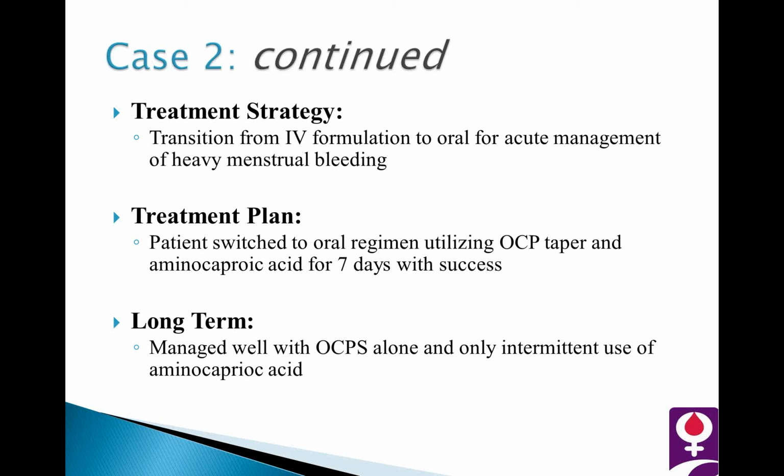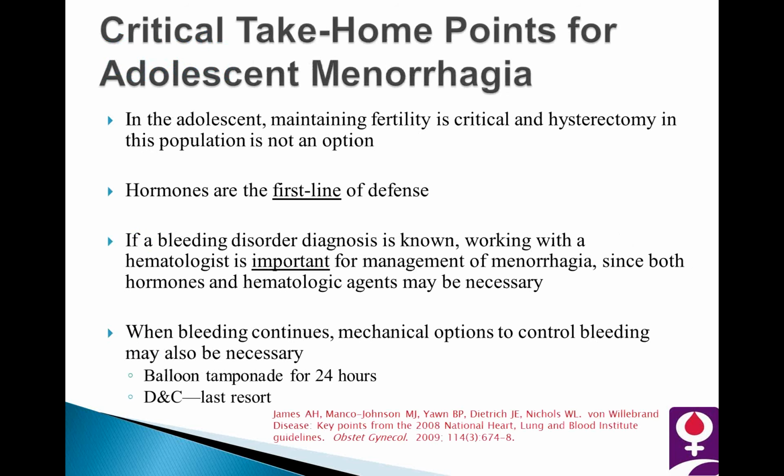Ultimately, we were able to switch this patient to an oral regimen utilizing an oral contraceptive taper and aminocaproic acid for 7 days with success. Long term, she was managed well with oral contraceptives alone and only very intermittent use of aminocaproic acid. So I hope these cases demonstrate that really the critical thing in the adolescent is that maintaining fertility is critical. These young patients, hysterectomy in this population is not an option. Hormones are really the first line of defense.